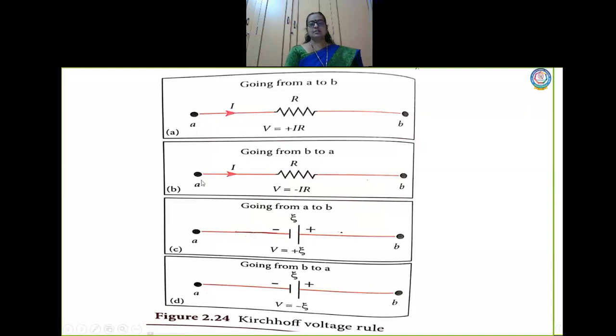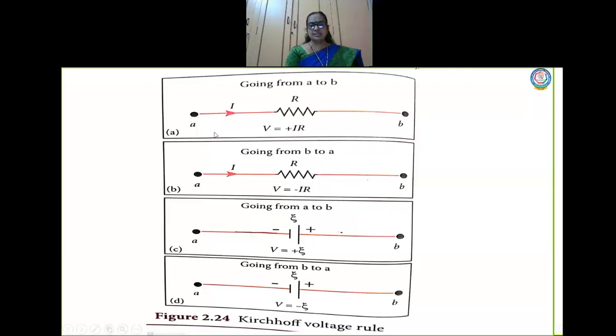Now here also the direction of current is from left to right, but your path is from right to left, that is you are going in the direction opposite to the direction of current. Then in that case, when you measure the potential, it is taken as minus IR. Look at the diagram. You are able to understand the difference between these two diagrams.